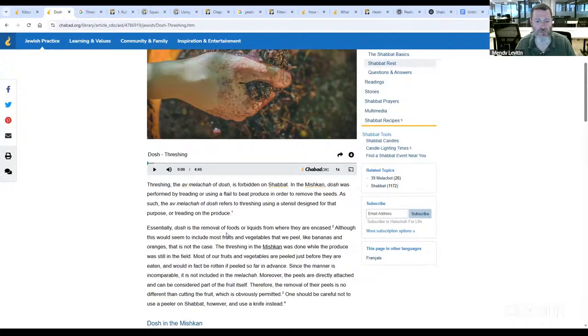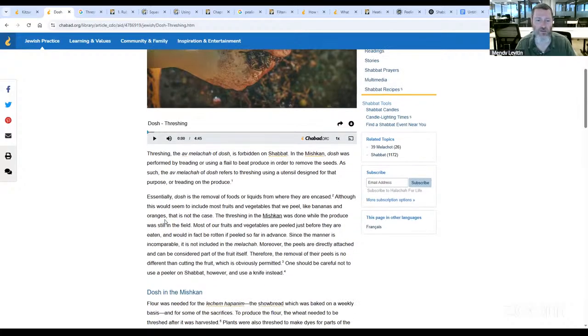Essentially, dash is the removal of food or liquids from where they were encased. Although this would seem to include most fruits and vegetables that we peel, like bananas, oranges, right? So here's the question: if that's the case, why is it permitted to peel anything? Why could we peel an orange or a banana? That is not the case. The threshing in the Mishkan was done while the produce was still in the field. Most fruits and vegetables are peeled just before they are eaten.